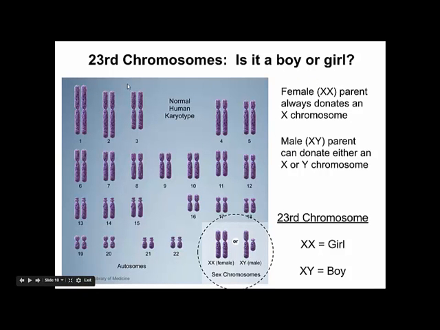So again, is it a boy or a girl? You're looking again at that 23rd chromosome. There are 2 X chromosomes: the mom contributes an X chromosome, the dad contributes an X chromosome, and you end up with a female baby. The mom contributes the X, dad contributes a Y, you end up with a boy. The female has 2 X chromosomes, so she's always going to donate an X chromosome. The male, the dad, has an X and a Y chromosome, so he can donate either an X or a Y. And that determines the sex of the baby.